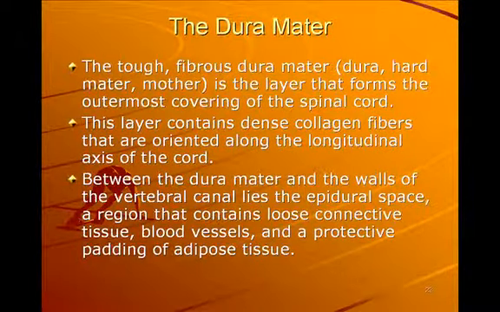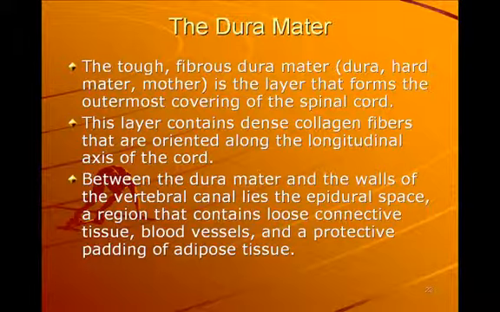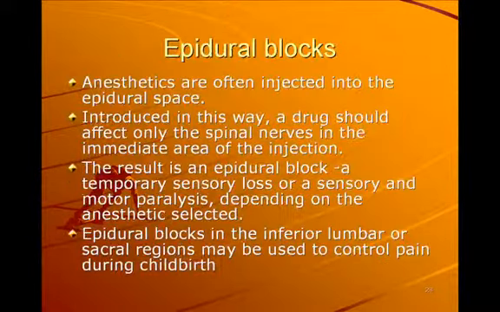Now, that outermost layer, as I described before, was referred to as the dura mater. This is a tough, fibrous layer. It forms the outermost covering of the spinal cord. This layer contains dense collagen fibers that are oriented along the longitudinal axis of the cord. Between the dura mater and the walls of the vertebral canal lies the epidural space. This is a region that contains loose connective tissue, blood vessels, and protective padding of adipose tissue.